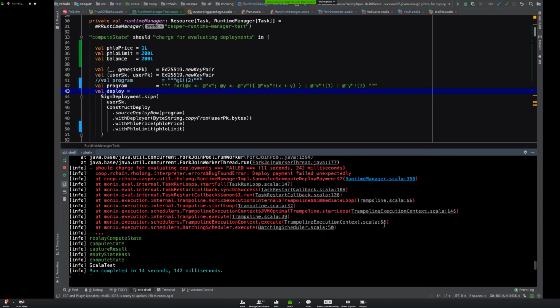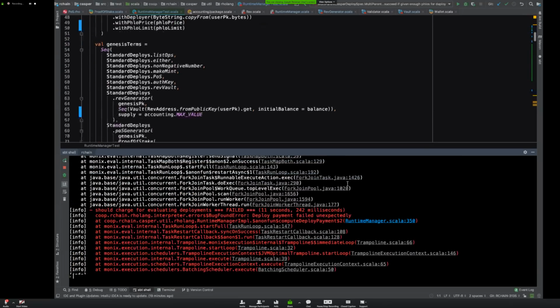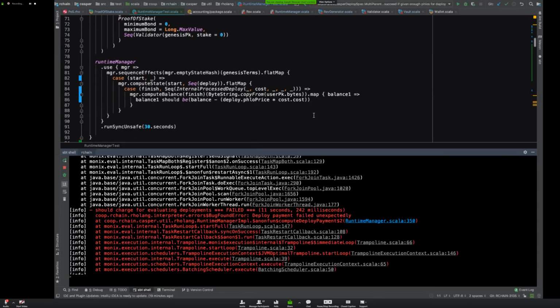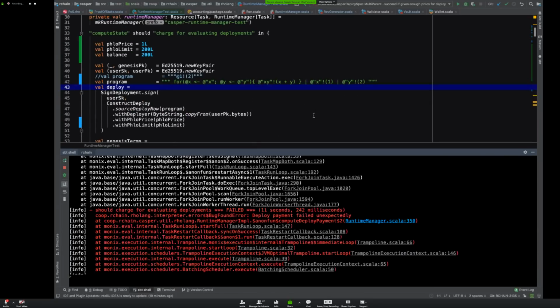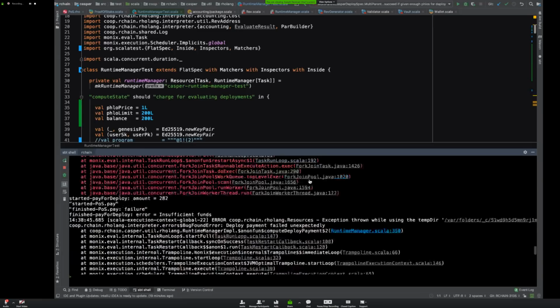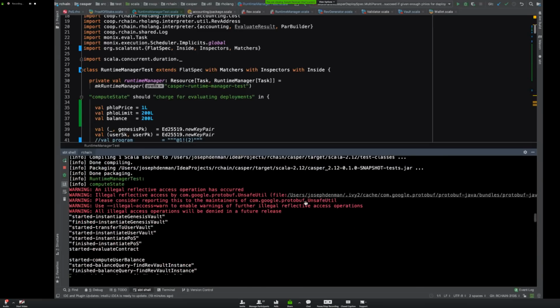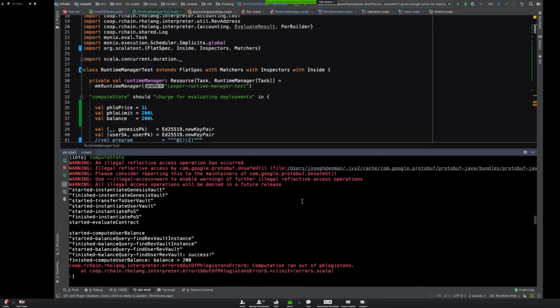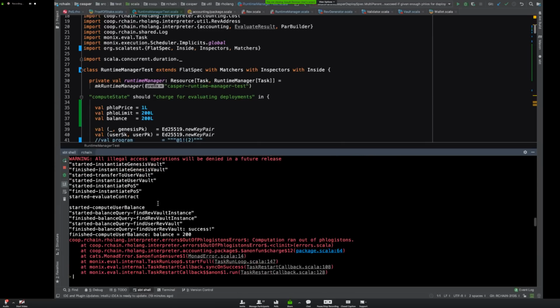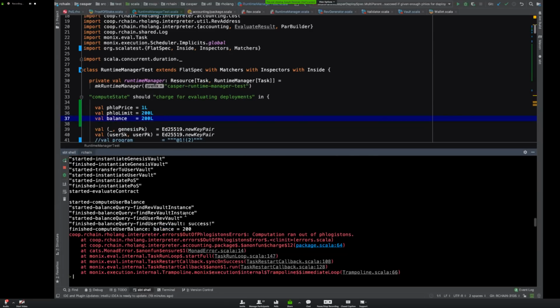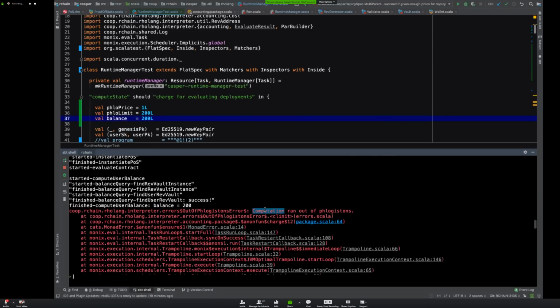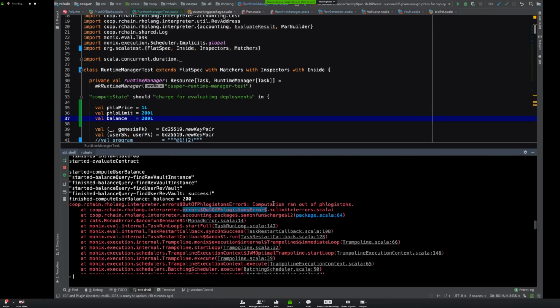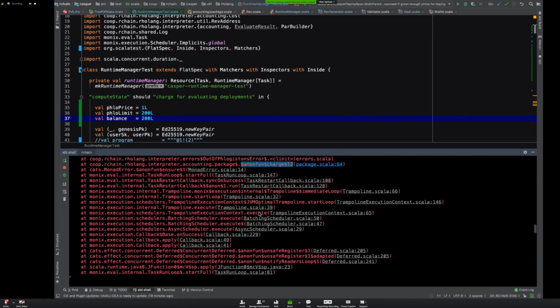Okay. One test failed. That should be balanced. Well, let's see what's going on here. So yes, all the same stuff. We compute the user's balance to be 200, and then immediately it seems the computation runs out of flow, which is cause for terminating the contract, hence the red.